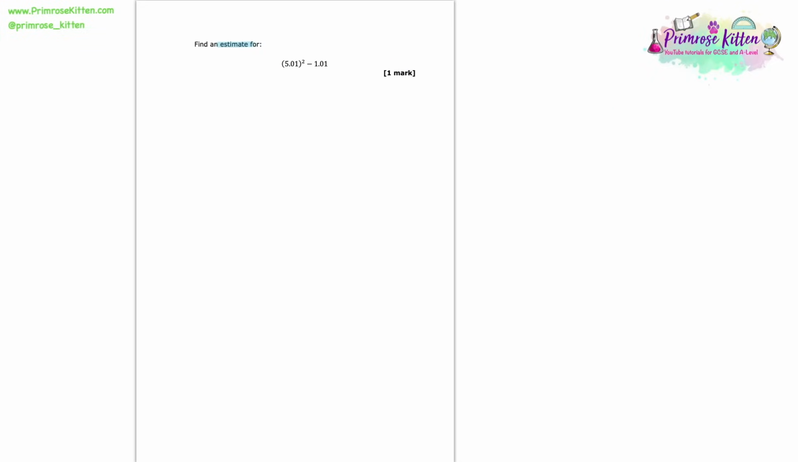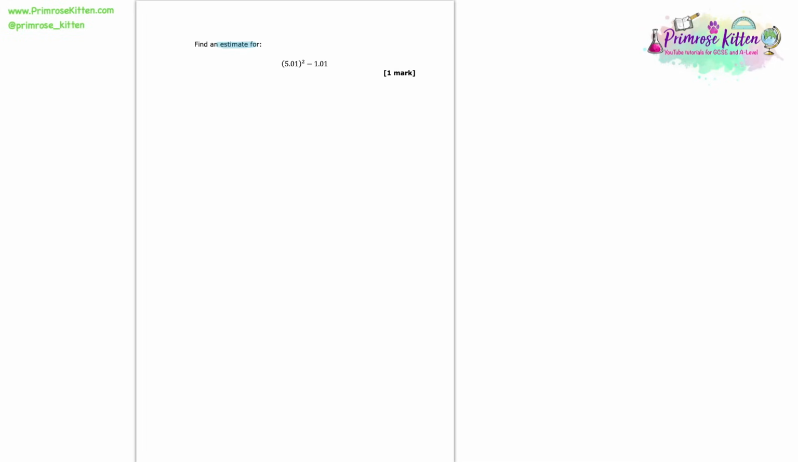So here we're asked to find an estimate for 5.01 squared minus 1.01. So there's a couple of things going on. Here we need to know our order of operations, but we also need to know how to estimate something.